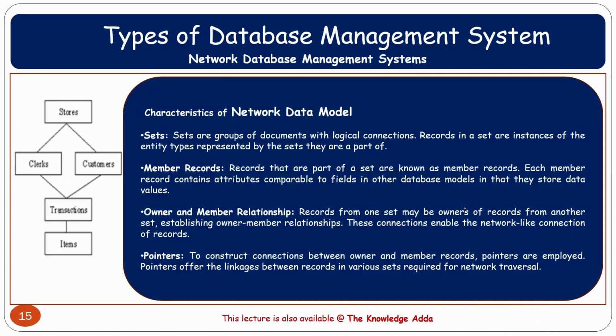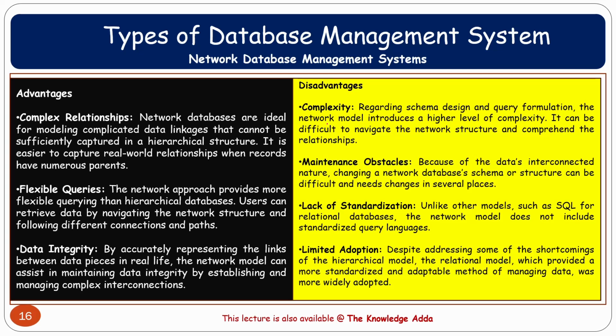Now, talking about the characteristics of a network database management system. Sets are groups of records with logical connections, and records that are part of a set are known as member records. Talking about the owner and member relationship, I think this is not needed now. Talking about advantages and disadvantages, there are very complex relationships, because in the last picture you can see one component can be accessed from multiple paths.